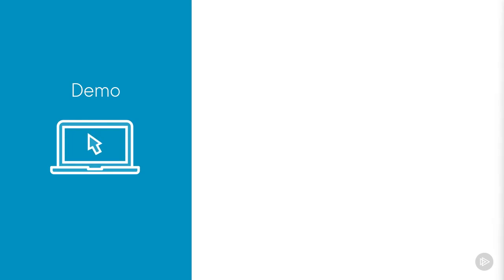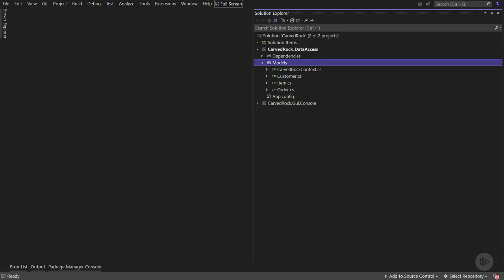Let's kick things off with a demo where we acquaint ourselves with the ins and the outs of the data model that the Carved Rock development team has created for us, and that we'll be using throughout the course. Right now the data model is rather simple, but throughout the course we shall build on the complexity as it is needed. We're now inside Visual Studio.